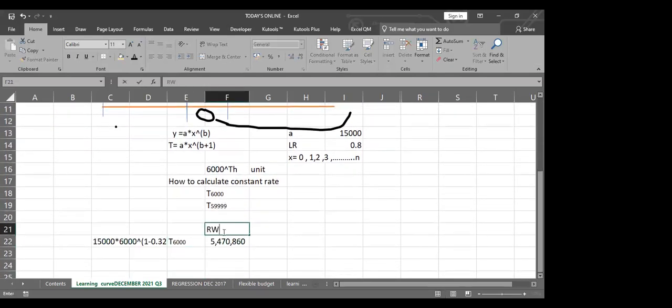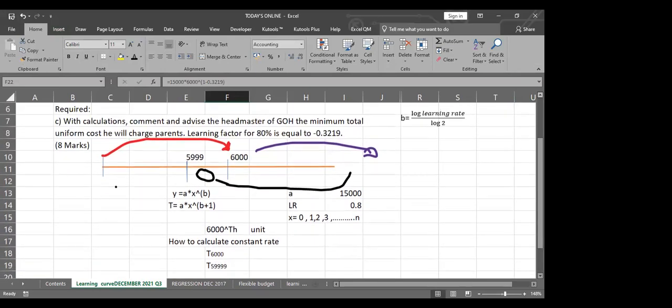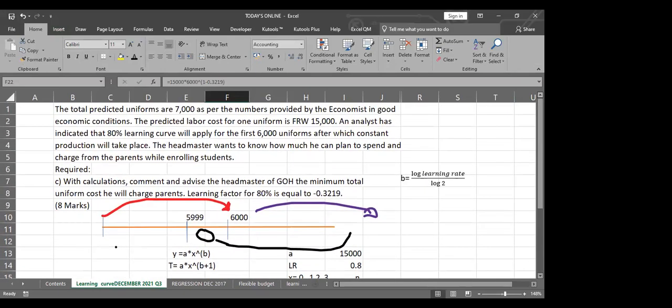Whatever we are getting here is in franc. Sorry, I think I did the wrong issue. Whatever we are getting here is in franc. So it means it is the cost of the first batch, from 1 unit to 6,000. That is the first batch, which is the one now calculated.